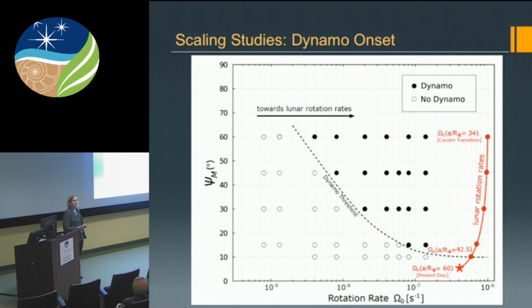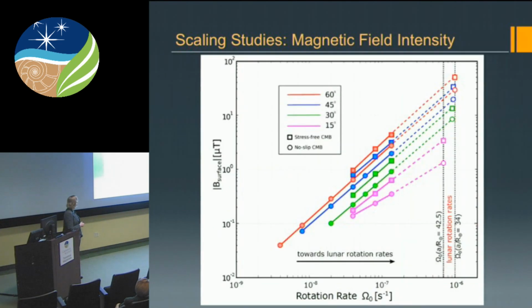We can also, from our simulations, figure out what the surface field intensity would have been in our models. Okay? So we did that here. Again, this is that rotation rate parameter, and here is the surface field intensity from our simulations. The different colors represent different angles of that obliquity, which was the other axis in this case. So 60 degrees was the highest angle we saw, which would have been right after the Cassini transition. Then 45 degrees is a little bit further away, and then 30, and then 15. The two lines here are those scenarios with different coupling at the outer boundary.